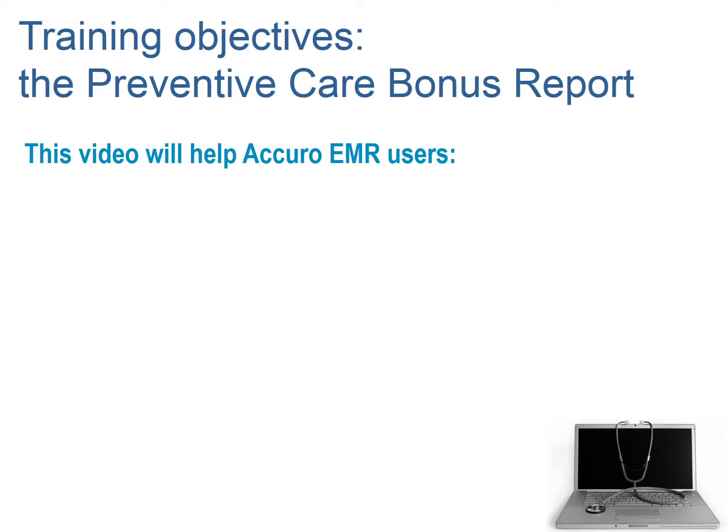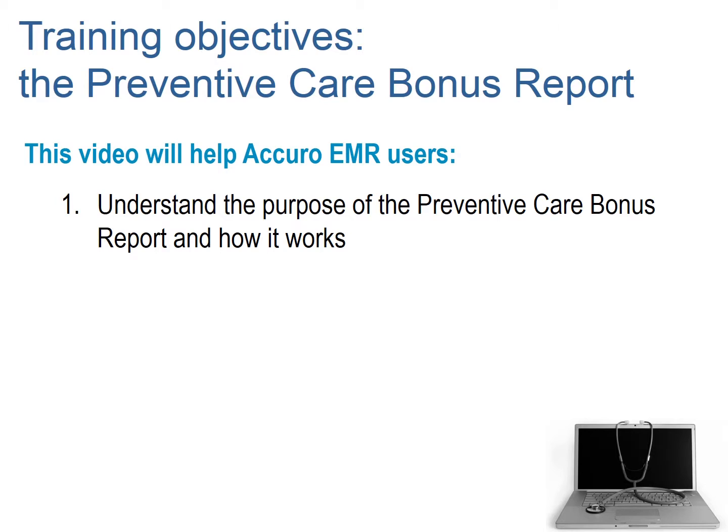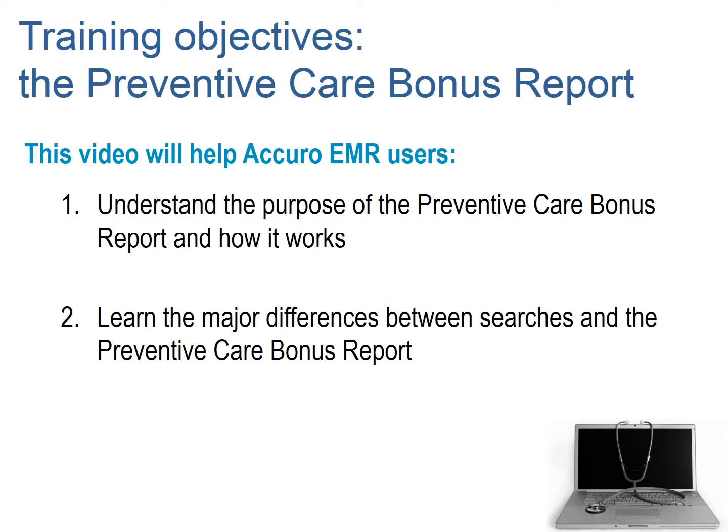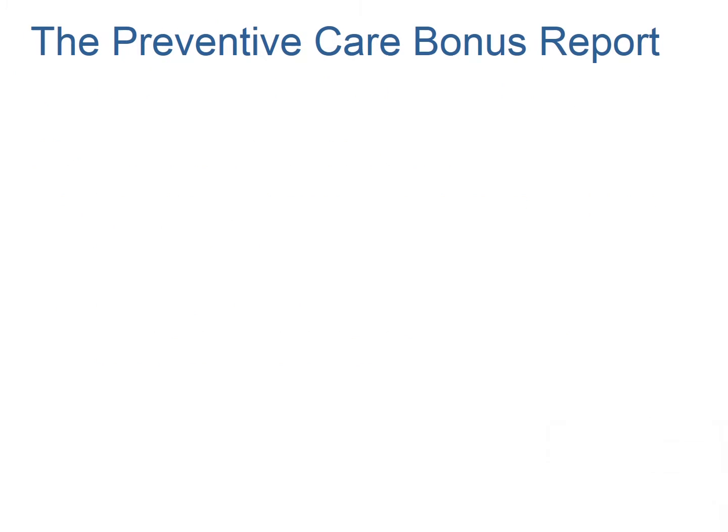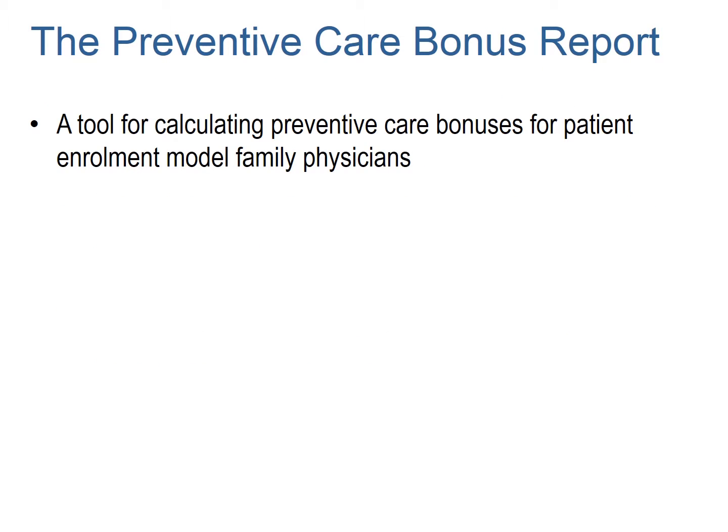The objectives of this training video are to help Accuro users understand the purpose of the Preventive Care Bonus Report and how it works, and learn the major difference between searches and the bonus report. The main purpose of the Preventive Care Bonus Report is to calculate the preventive care bonuses that are available for patient enrollment model family physicians. Some physicians find this report helpful as it's easy to set up and run with only a few steps.